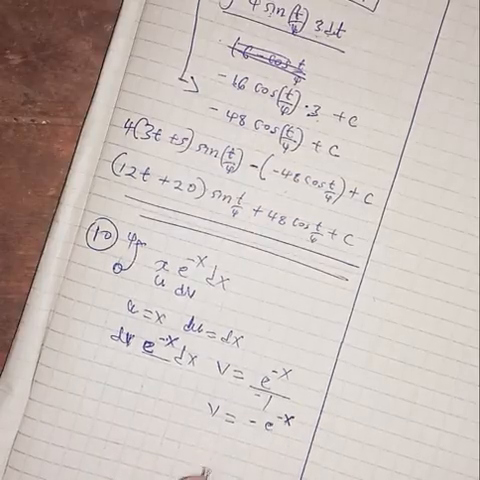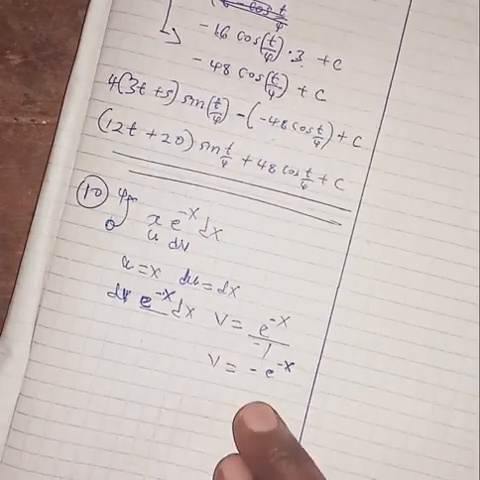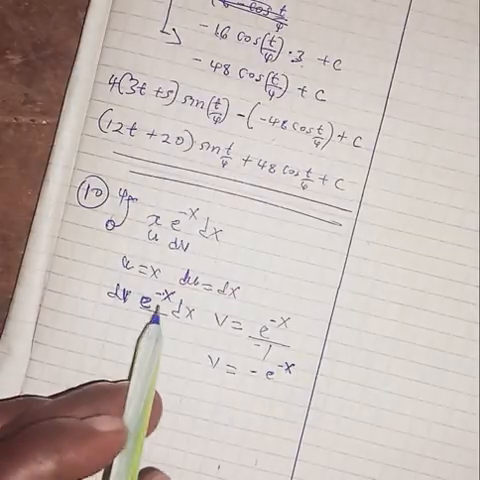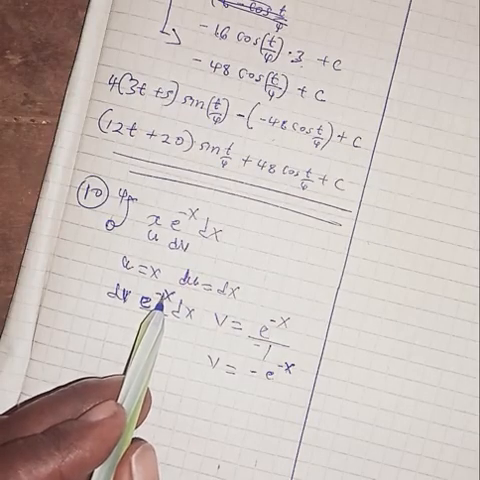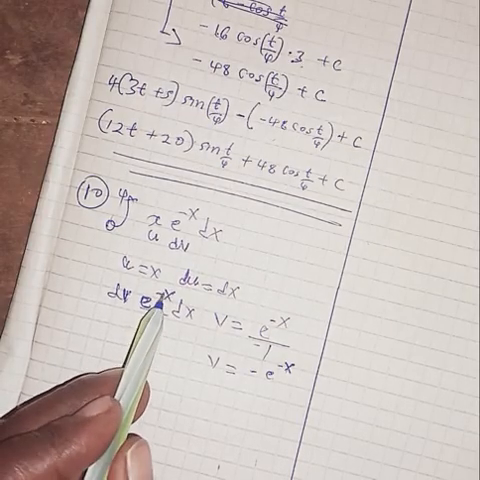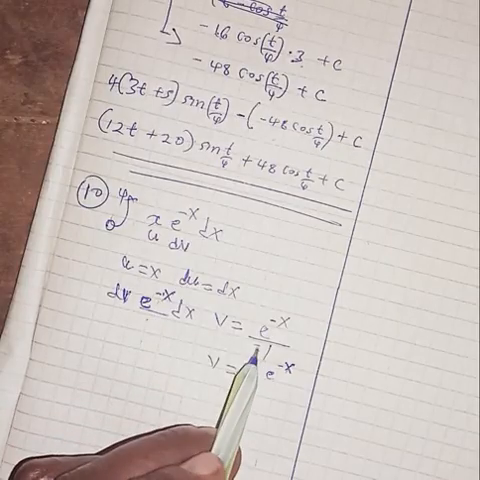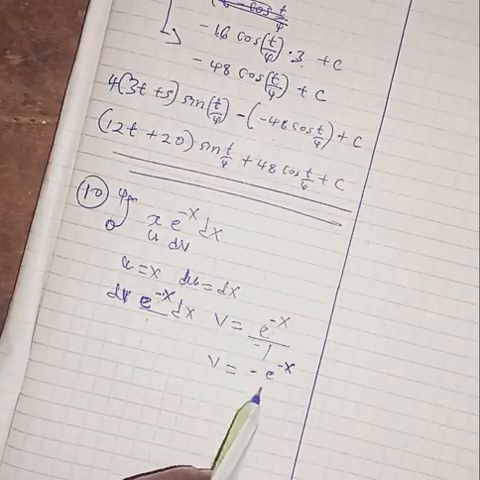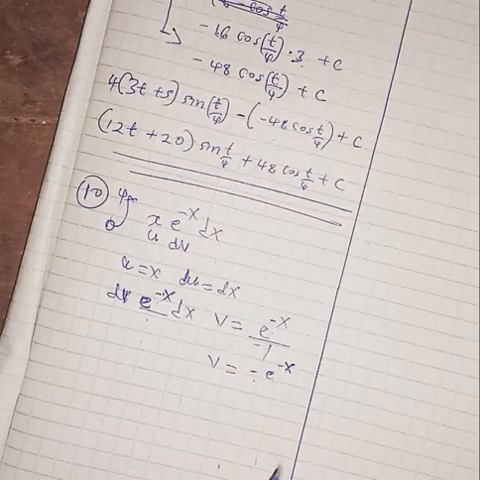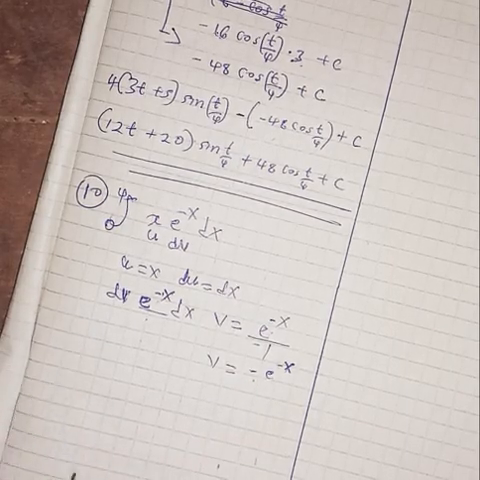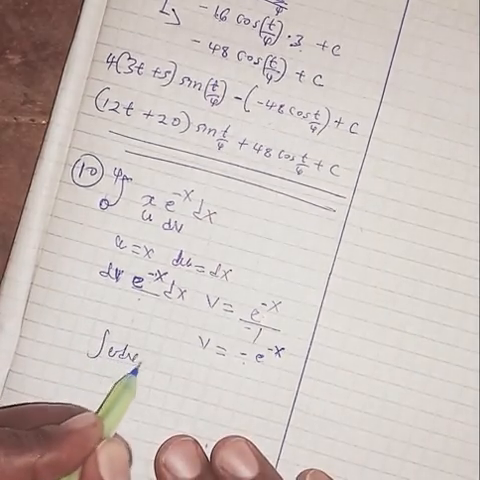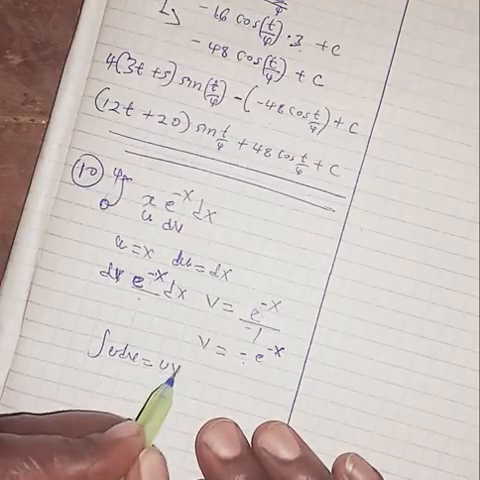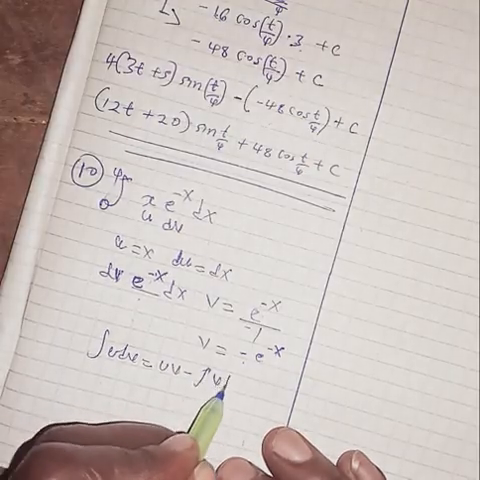I hope you are seeing this. When you integrate this one, you bring the constant down here, and we have the constant to be negative 1. We have brought it here, and we rewrite in a good manner. It's just like that. Let us substitute. So we know the formula: the integral of u dv is equal to uv minus the integral of v du.